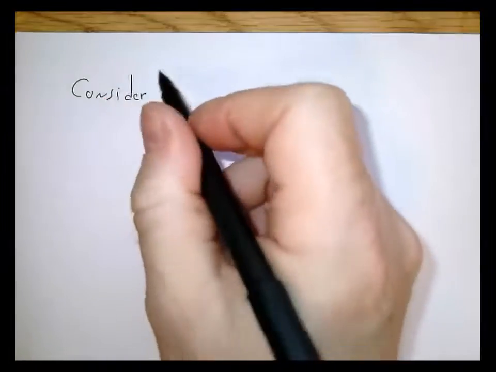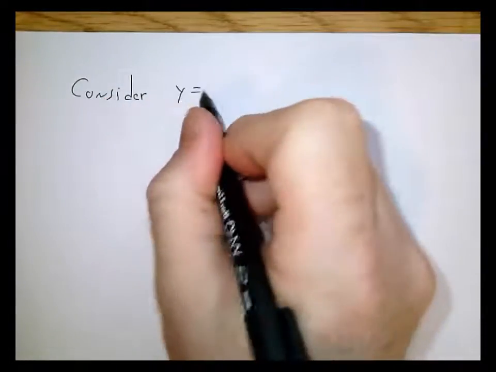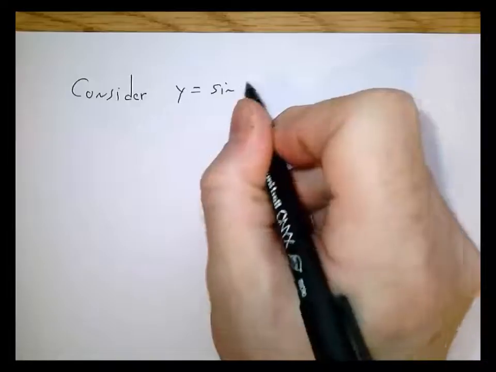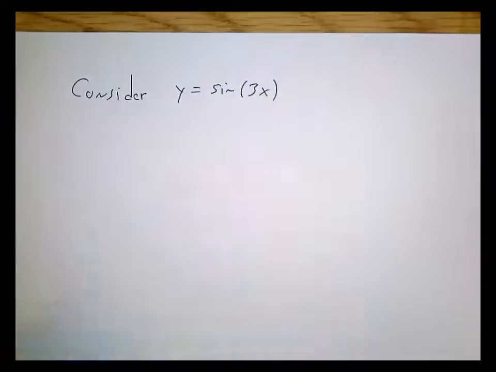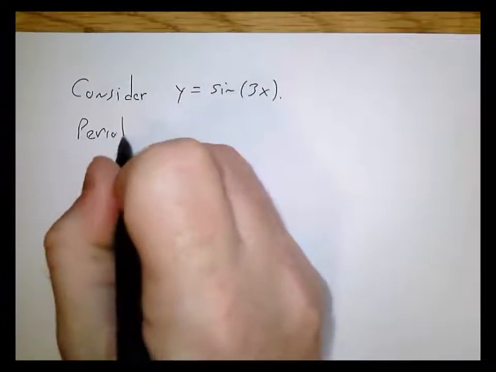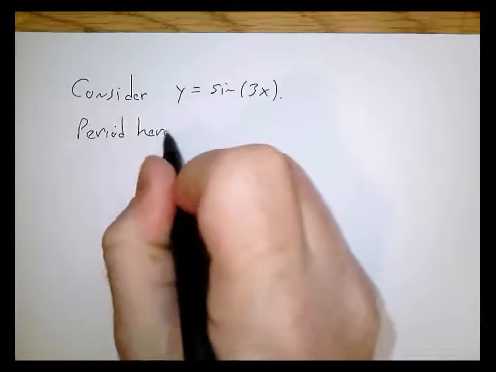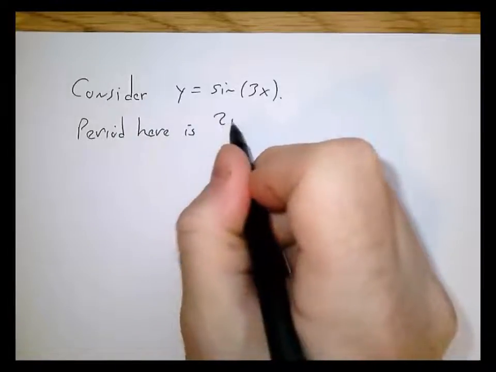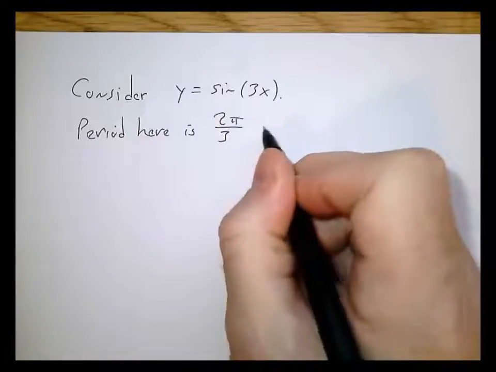Okay, let's do another example here. So now we want to consider, for example, y equals sine of 3x. I want to think about what this is doing. Well, the period here is 2 pi over 3.